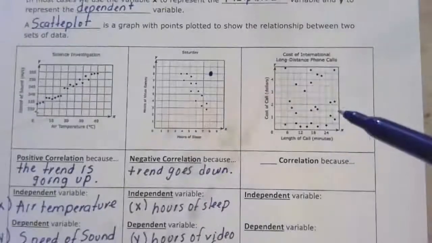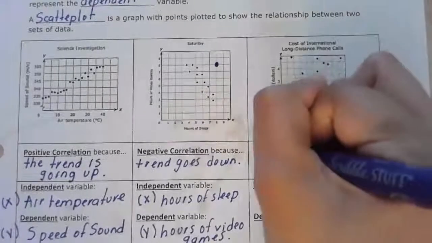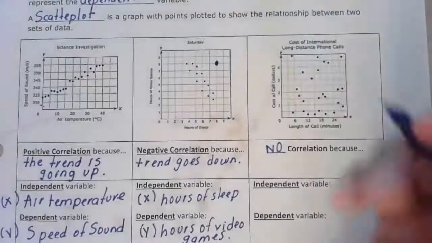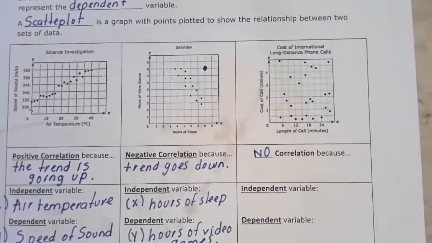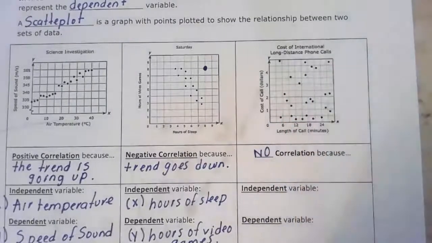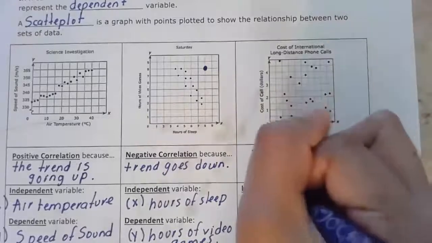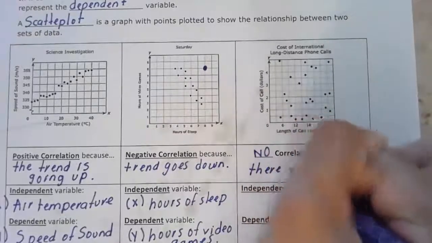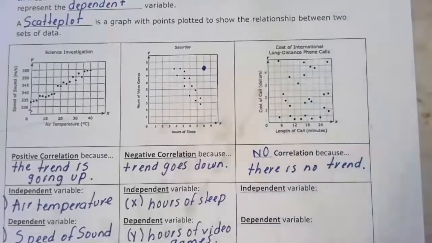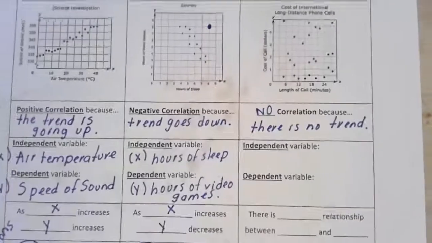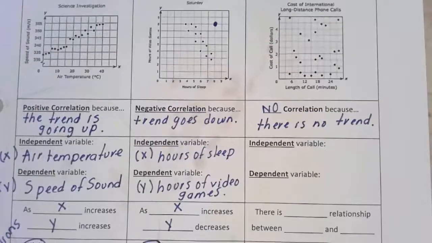Let's look at the third scatter plot. The third scatter plot has neither positive or negative correlation. It has no correlation because look at it. Can you follow a pattern? Is it going up? Is it going down? Can you tell? No, right? So it has no correlation because there's no trend. So if you don't see a pattern, it has no trend.